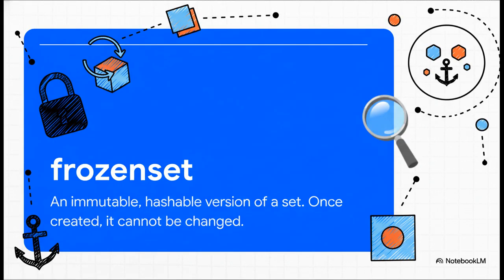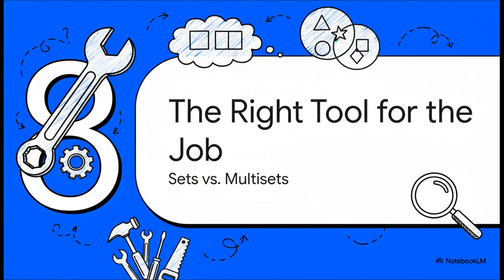And the solution to this puzzle is the frozenset. It's exactly like a regular set, but with one massive difference. It's immutable. It's frozen. Once you create it, you can't change it. And because it can't be changed, it's hashable, which means Python is perfectly happy to let you stick it inside another set. Problem solved.